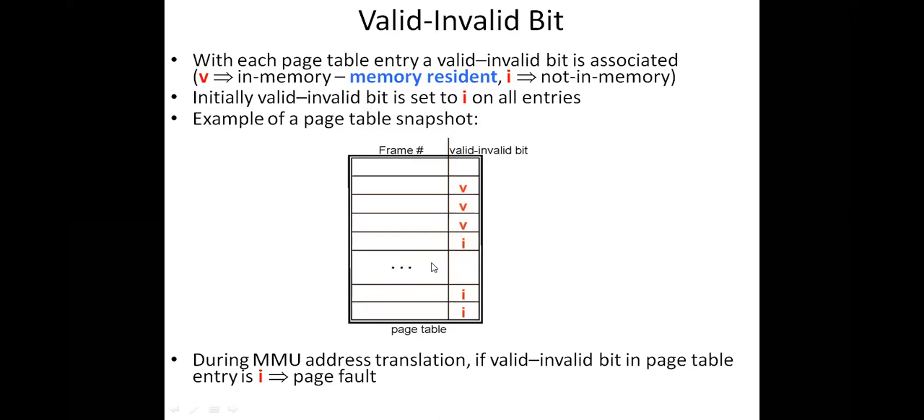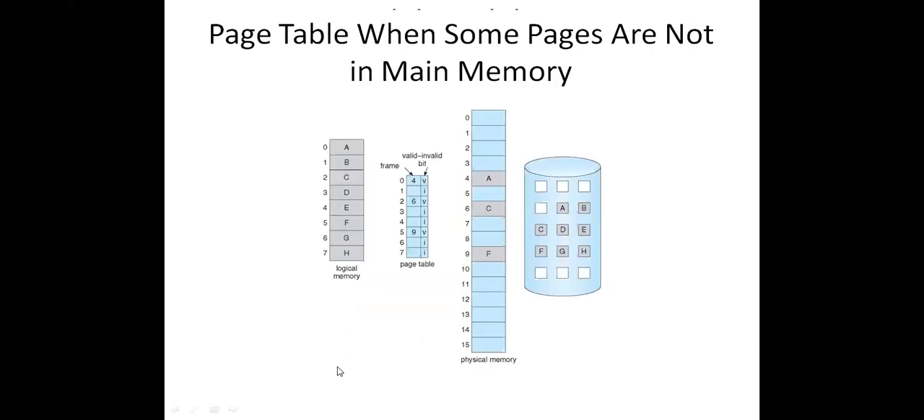If the page is not available in the main memory, then it is called a page fault. Here, the last line, page fault. Page fault means the page is not available in the main memory. At that time, if it is required, we need to bring it into the main memory from the secondary memory. Likewise, if the pages are in the main memory, it will be indicated by V. If they are not available in the main memory, indicated by I.